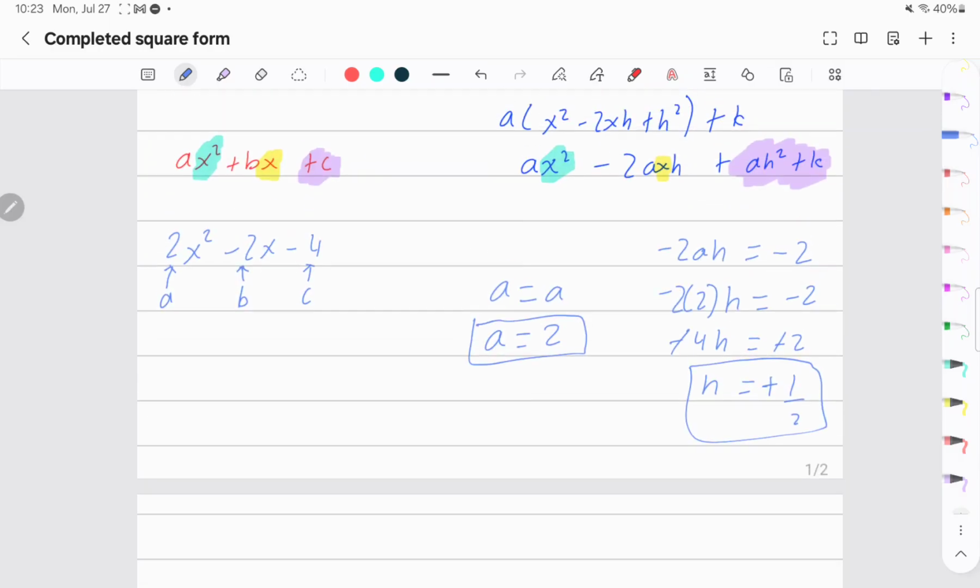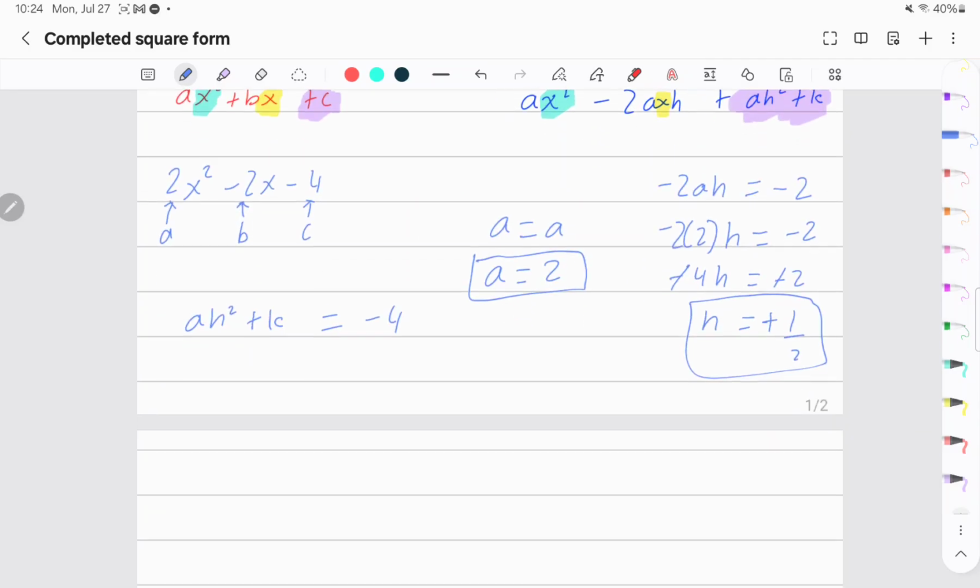Last thing you need to find is your k. So you compare your constants together, because they're the leftover terms, right? So you say ah squared plus k is the same as c, which is minus 4 in this case. So what was a again? a was 2. h squared was 1 over 4, and plus k equals minus 4.